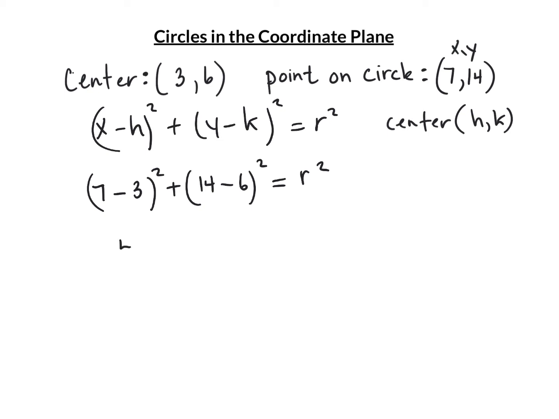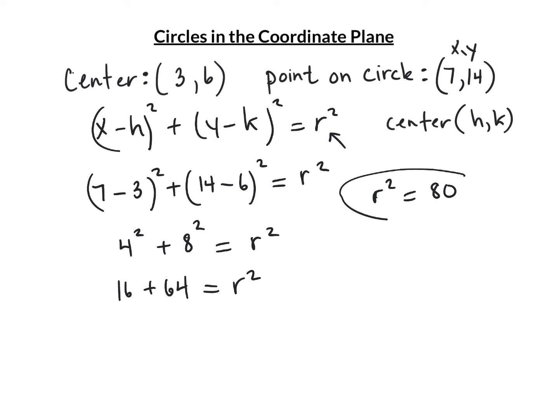7 minus 3 is 4, 4 squared. 14 minus 6 is 8, that's 8 squared, equals r squared. This is 16 plus 64 equals r squared. 16 plus 64 is 80. R squared equals 80. Now in the formula, notice it's r squared.